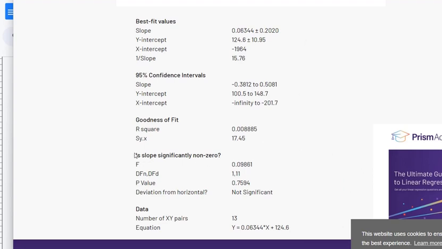Is the slope statistically significantly non-zero? That's the big thing we want to look for. And there's the p-value for that question. Now notice they said non-zero. That means left or right. This p-value is 0.7594 for both tails.